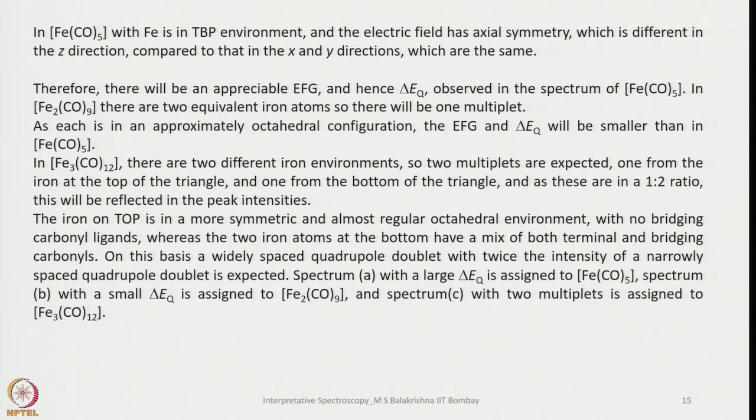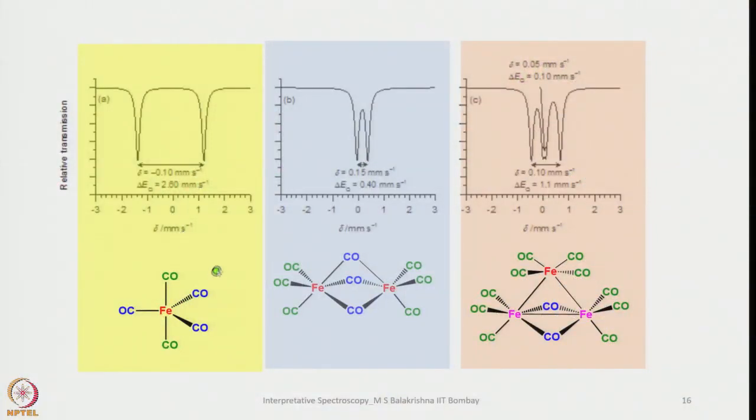The spectrum A with a large delta EQ is assigned to Fe(CO)5, the spectrum B with a small delta EQ is assigned to Fe2(CO)9, and the spectrum C with two multiplets is assigned to Fe3(CO)12. So this is how we can identify the spectrum based on this information. It is shown here: this is for Fe(CO)5, and this is for Fe2(CO)9.